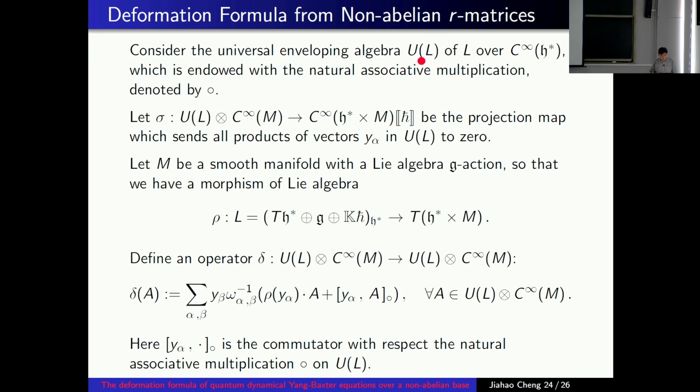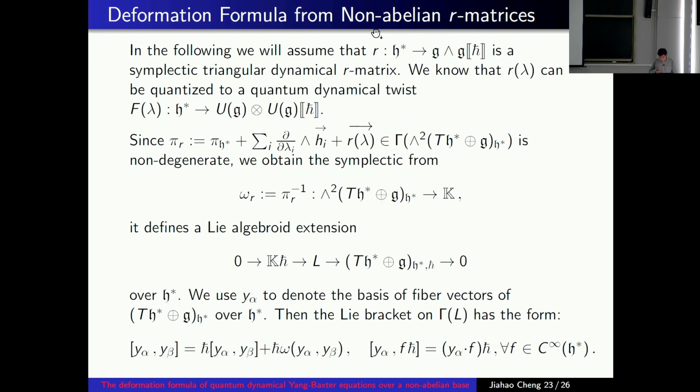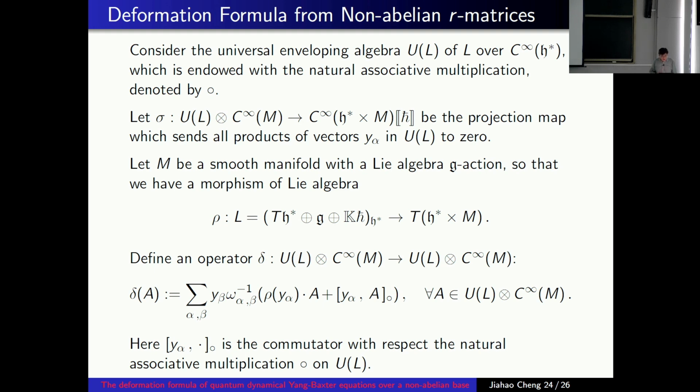But you can see that this should be very huge. Let's look at what it contains. It must contain some part from here, but also some parameter ħ. Actually, the universal enveloping algebra of L contains many power series in ħ. Now since this is a universal enveloping algebra, it is an associative algebra, so it has a natural associative multiplication, which is denoted by this circle. Here we tensor UL with the smooth functions on a manifold M.